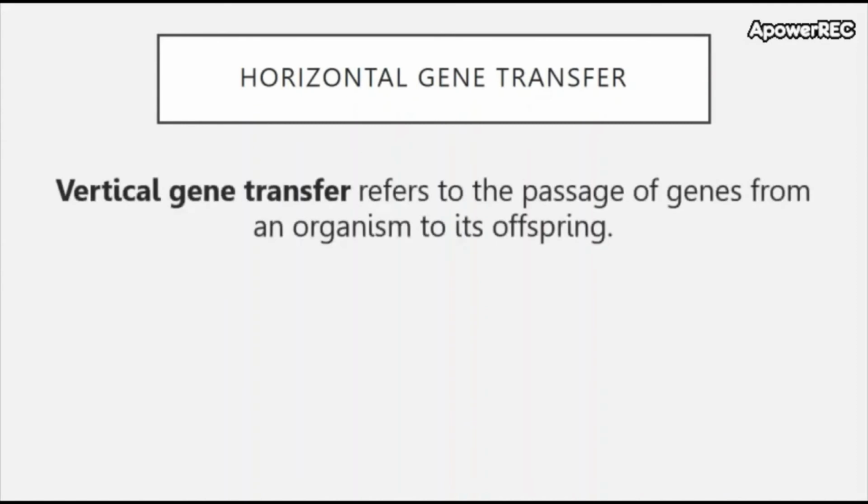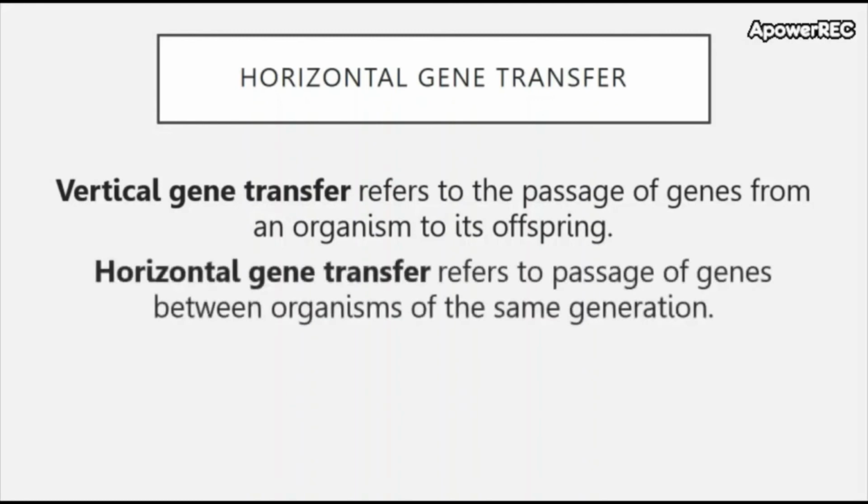So what is horizontal gene transfer? Vertical gene transfer refers to the passage of genes from an organism to its offspring. So this would be like parents giving their genetic information to their offspring. And you can imagine that's vertical. If you imagine a family tree, it passes on down.